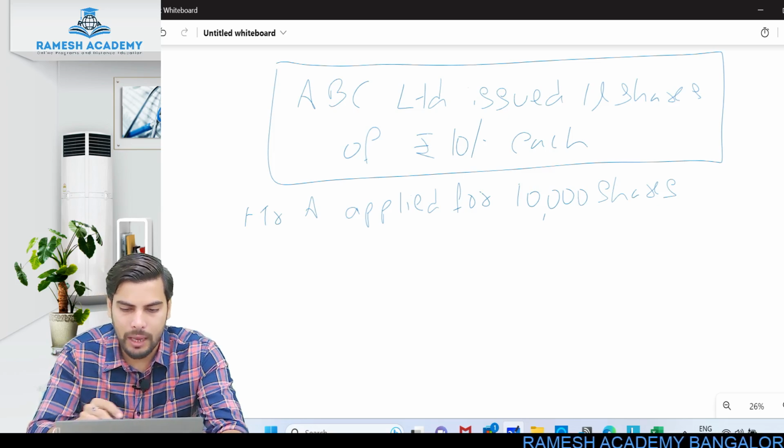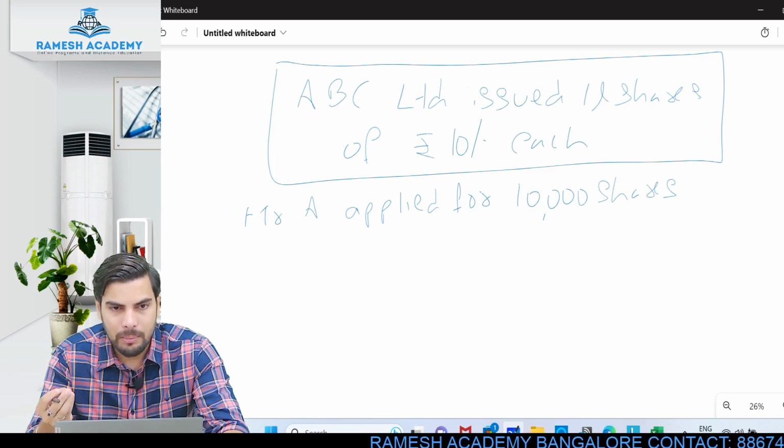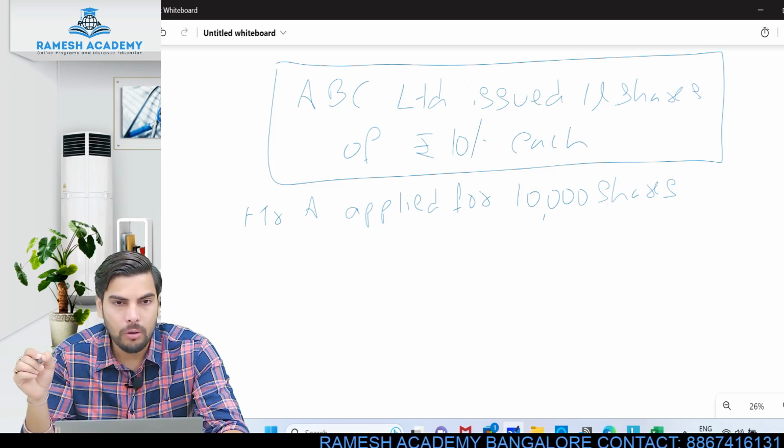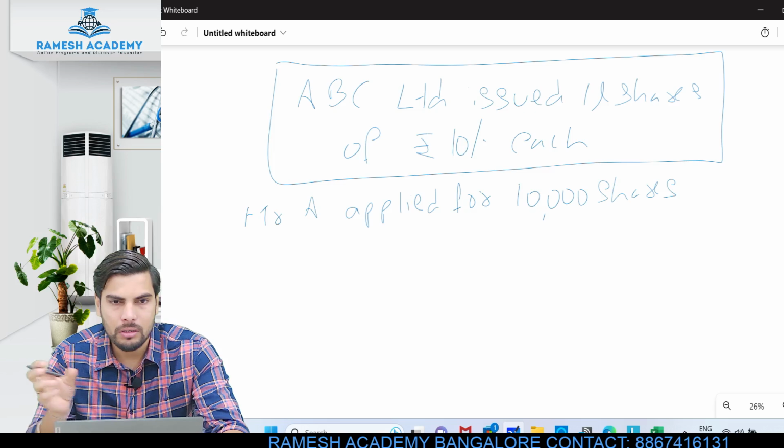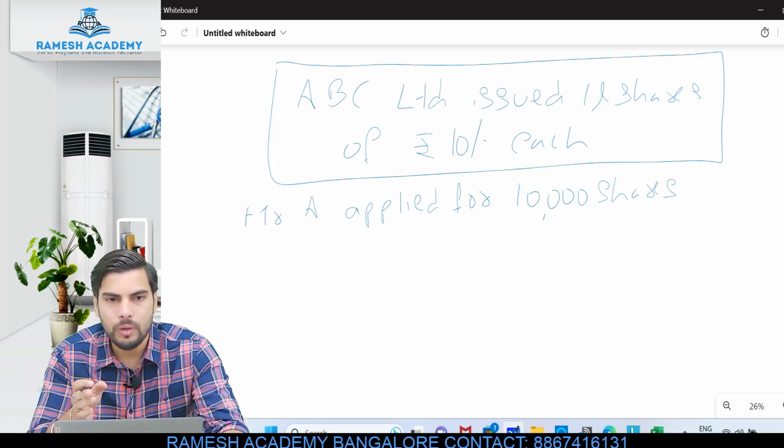So initially, if I want to become a shareholder, I need to pay the application money. Once I pay the application money, I would have filled in all my details, right? Remember the connection which I gave with your college admission, correct? For the college you will be nobody.